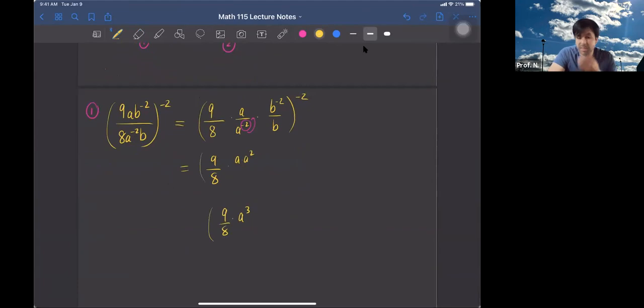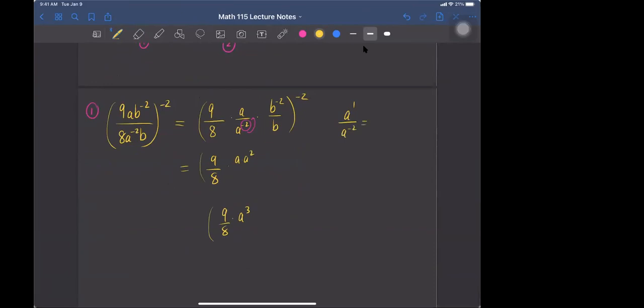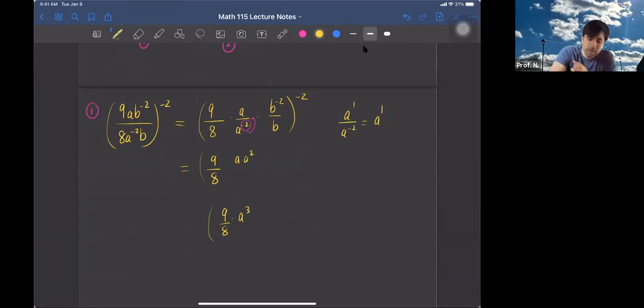But maybe you don't believe me, right? Maybe you're like, no, that doesn't make sense. And then you say, okay, what if I apply the rule? What's the rule when you do this? Don't you subtract the exponents? So don't you get a 1 minus negative 2? But what's 1 minus negative 2? Isn't this a 1 plus 2, which is a cubed? Don't I get the same thing? Do you see why it works?